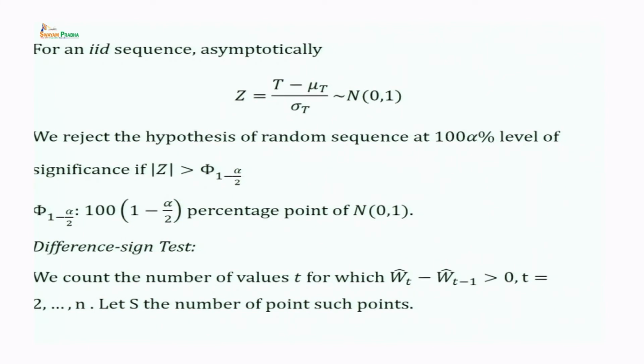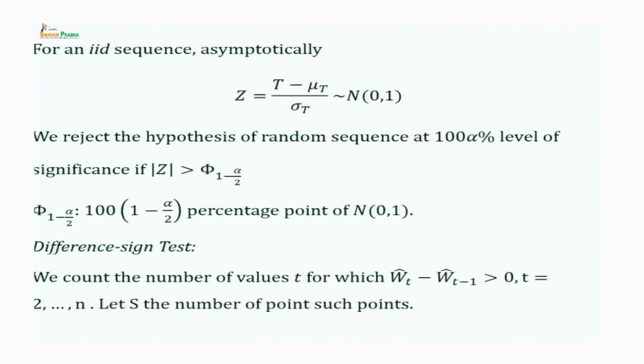Say suppose you take 5% level of significance, then this value phi 1 minus alpha by 2 is equal to 1.975. So, you take the value 1.975 here. If the mod value of Z is greater than that tabulated value, then you reject the hypothesis that your sequence is random.